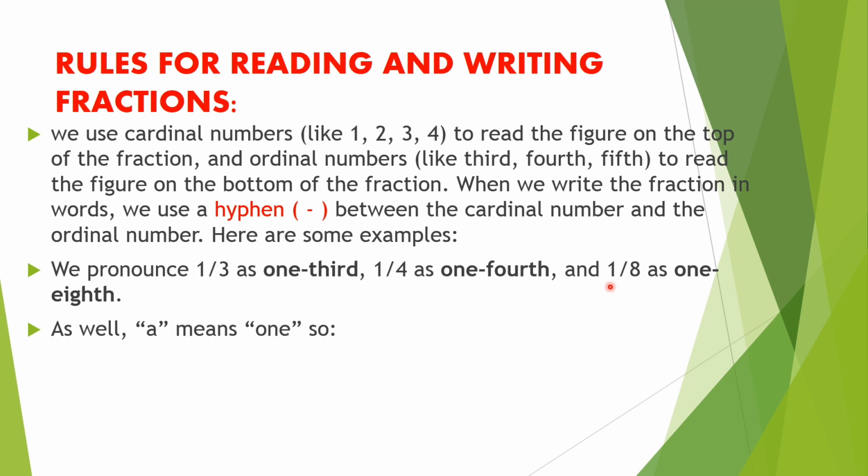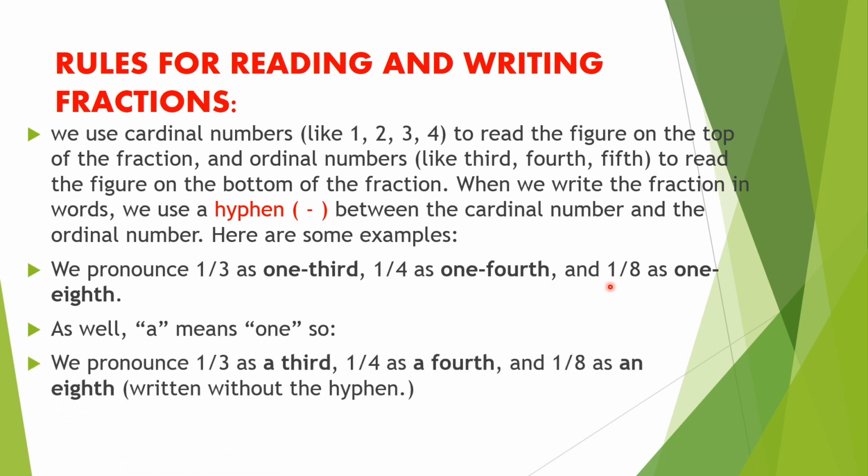Okay. As well, A means 1. Okay. What does A mean? 1. Then how are we going to use A? And how are we going to pronounce A? We pronounce 1 upon 3 as a third, 1 upon 4 as a fourth, and 1 upon 8 as an eighth. Like the above example where you were reading as one-third, now we are using A for 1.